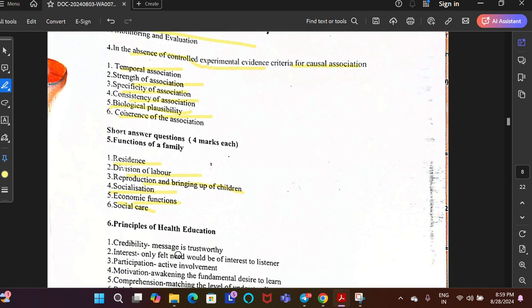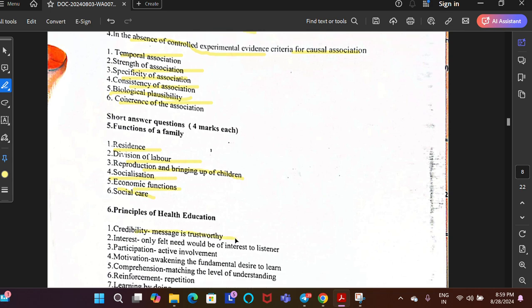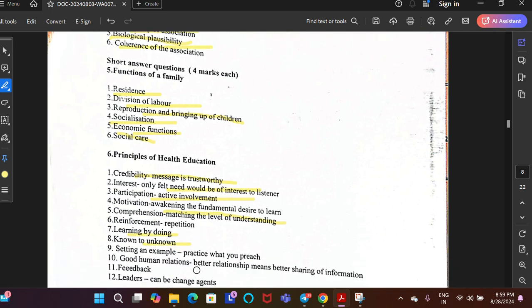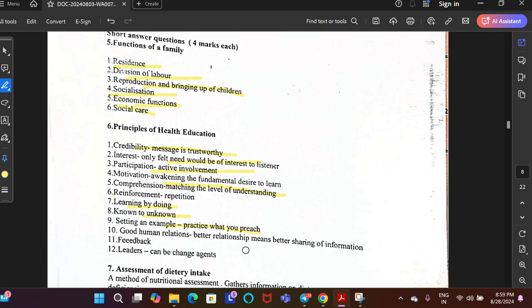Principles of health education. Credibility, the message is trustworthy. Interest, only a felt need would be of interest to the listener. Participation, active involvement. Motivation, awakening the fundamental desire to learn. Comprehension, matching the level of understanding. Reinforcement through repetition, learning by doing, known to unknown. Setting an example, practice what you preach. Good human relations, better relationship means better sharing of information. Feedback, leaders can change the agents.